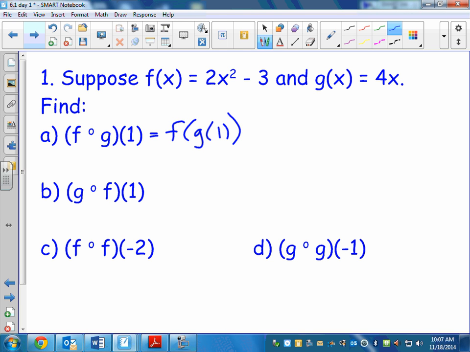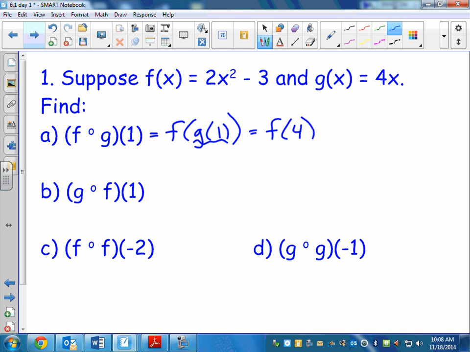In order of operations, start with the inside function. Forget about f for a minute. Could you find g of 1? Yeah, that means I would come up here to the g function and I would plug 1 in, and 4 times 1 would give me 4. Yes?